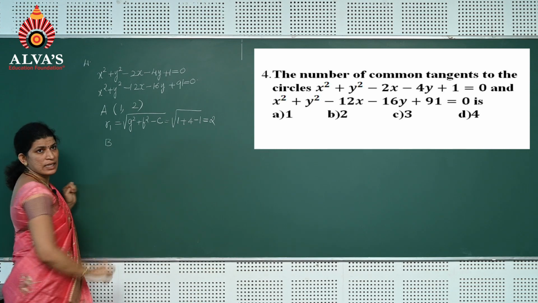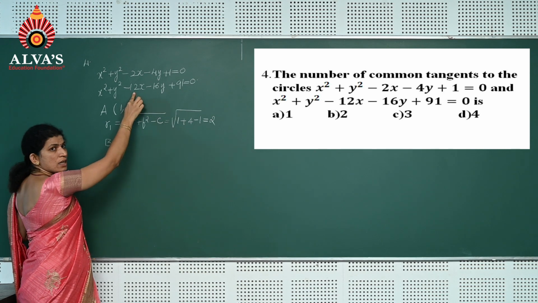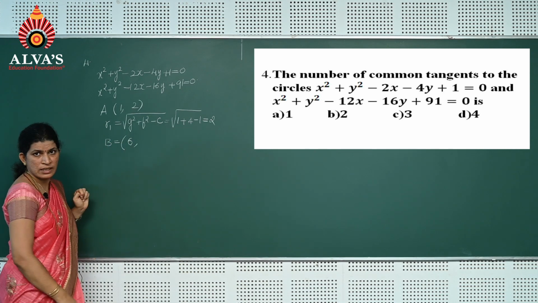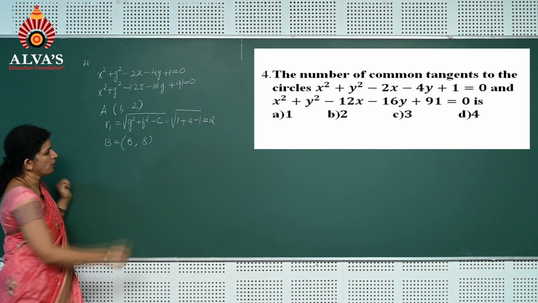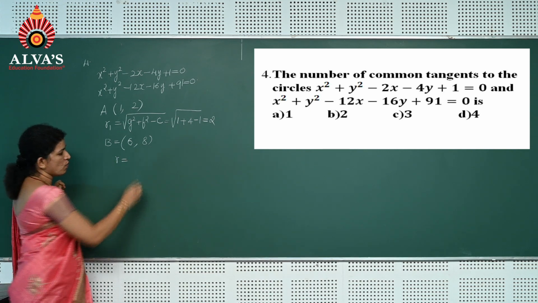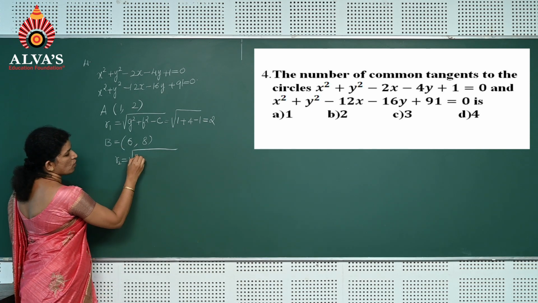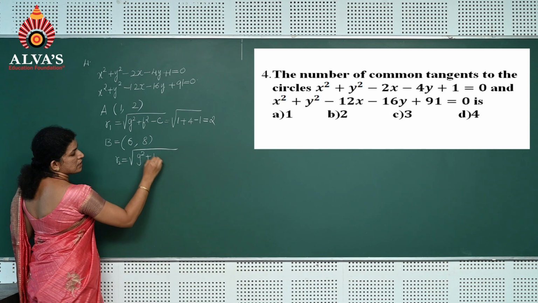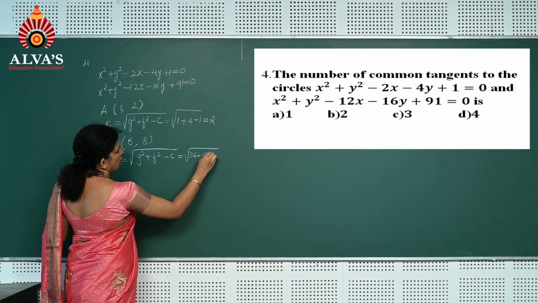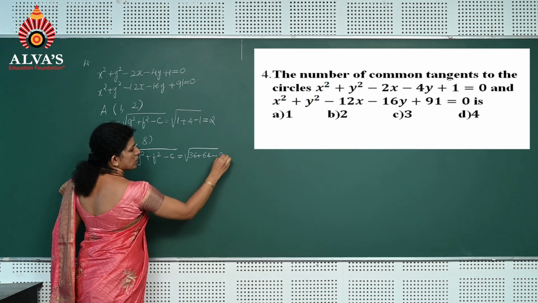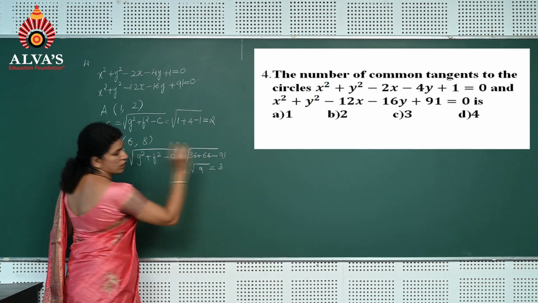Take B as the center of the second circle. Again, the center is nothing but minus half of the coefficient of x, that is 6, comma minus half of the coefficient of y, that is 8. Come to the radius, take R2 as the radius of the second circle, that is the square root of g² + f² - c, that is 36 + 64 - 91. It is 100 - 91, that is 9, so the radius is 3.